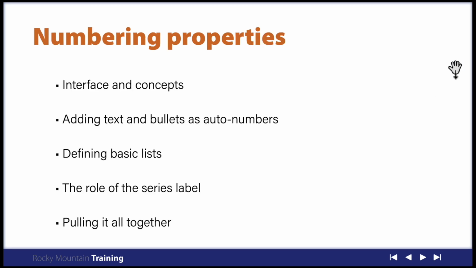So the plan for the next hour or so is to cover numbering properties. This is a topic that confounds a lot of users. I'd like to cover this in segments. First, the interface and the concepts of numbering properties. Then a simple example of how to add text and bullets as auto numbers. Then we'll look at defining basic lists, both numeric lists and alphanumeric lists. We'll take a look at the role of a series label in a FrameMaker document, and then we're going to pull it all together and see how to take all this information to number a technical document.